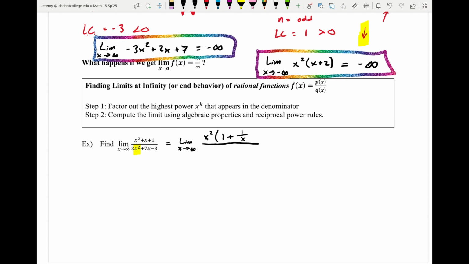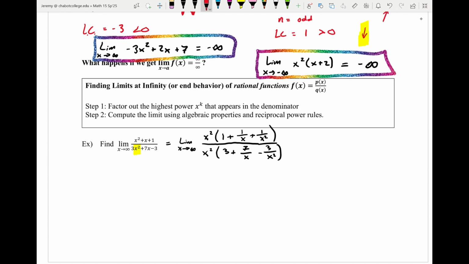Okay, and then dividing 1 by x squared, that'll just be 1 over x squared. So this might look kind of strange. You probably or maybe haven't done this before, but we'll see there's a reason we're doing this. Okay, same in the denominator. We're going to factor out x squared, and here's what we're left with: 3 plus 7 over x minus 3 over x squared. So that's just dividing each of the terms by x squared and writing the x squared on the outside.